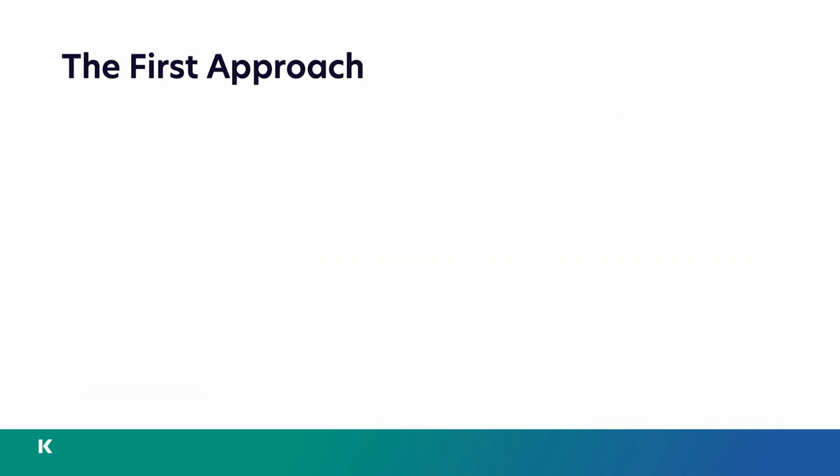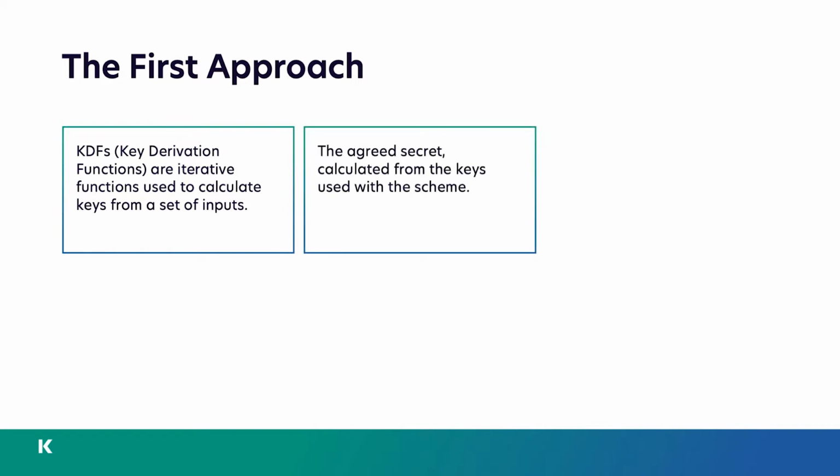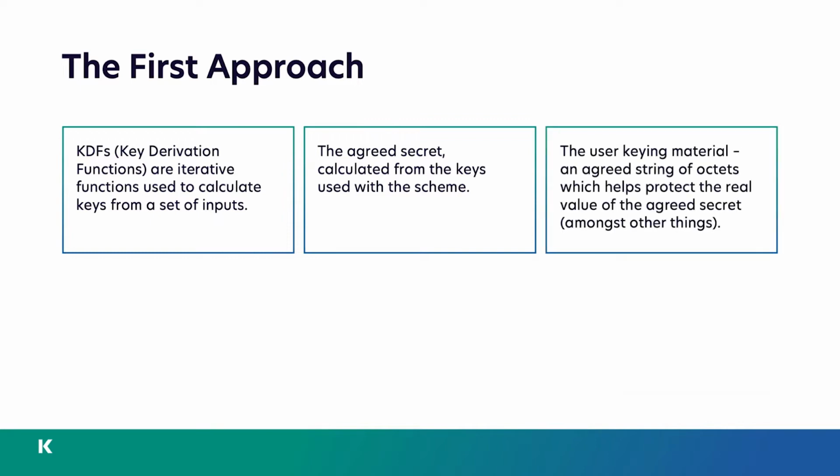So the first approach we're going to look at is essentially what is defined in an original NIST standard, SP 800-56A. And this is the traditional approach to using a KDF. KDFs, or key derivation functions, are iterative functions used to calculate keys from sets of inputs. The agreed secret, of course, is calculated from the keys used with the scheme. The user keying material, which is an agreed string of octets, is normally used to help protect the real value of the agreed secret, amongst other things. So basically it hides the fact that there's an algebraic value calculated as an input to the key.